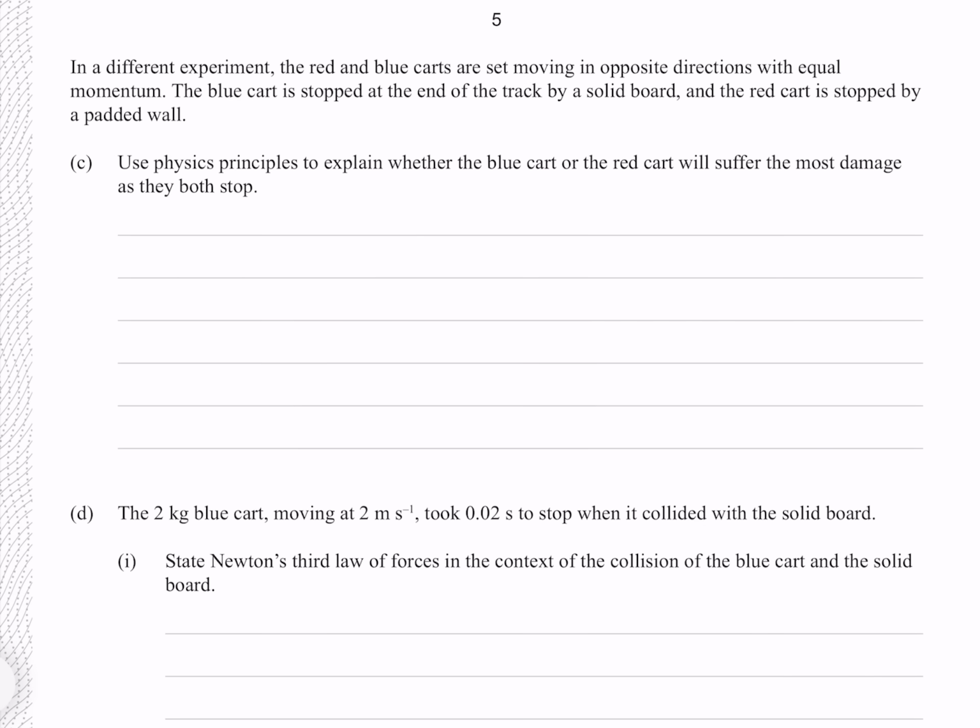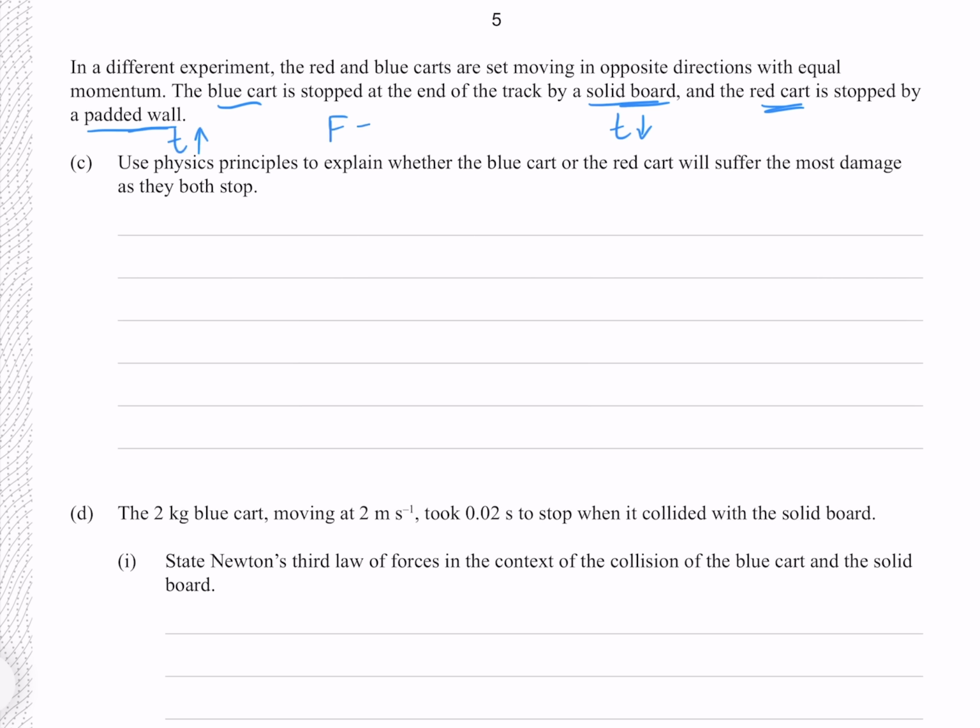In a different experiment, the red and blue carts are set moving in opposite directions with equal momentum. The blue cart is stopped at the end of the track by a solid board, and the red cart is stopped by a padded wall. Use physics principles to explain whether the blue cart or the red cart will suffer the most damage as they both stop. Our blue cart, being stopped by a solid board, is going to be stopped suddenly, so our stopping duration is going to be low. Whereas our red cart, which is being stopped by a padded wall, will take longer to stop due to this cushioning, which means that our duration is going to be high.